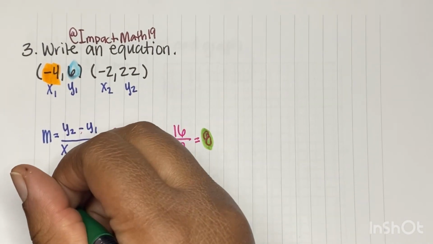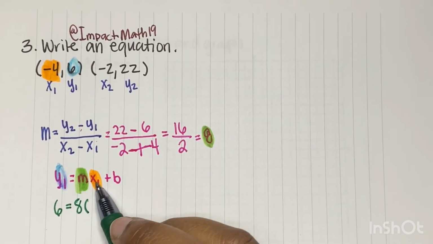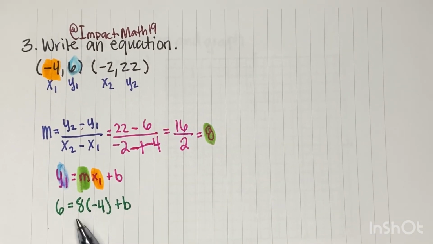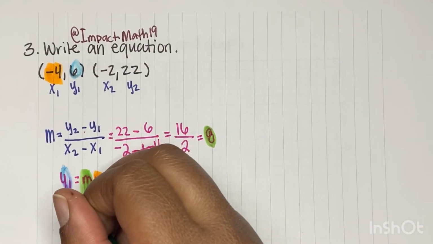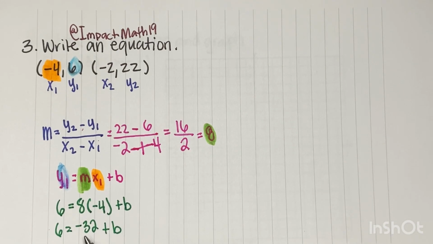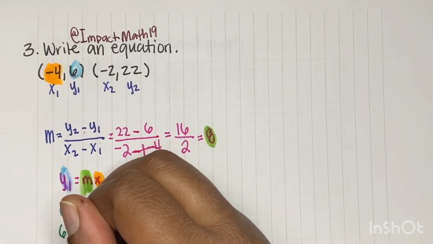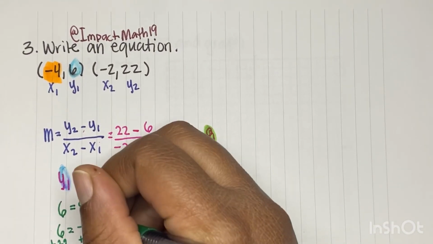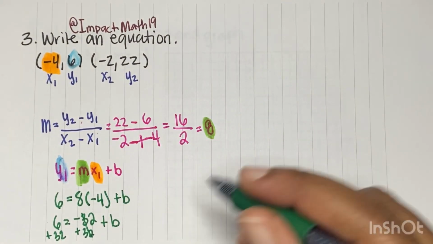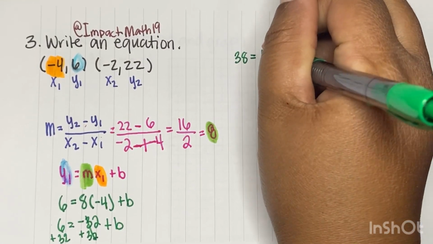So 6 equals my m, which is 8, times, because these are multiplied together, my x1, which is -4, plus b, okay? So 8 times -4 is -32, equals to 6. Drop down your plus b. And now we need to get this -32 to the other side by doing the opposite of minus. So we're going to add 32. Add 32. So 6 plus 32, that gives us 38 equals to b.